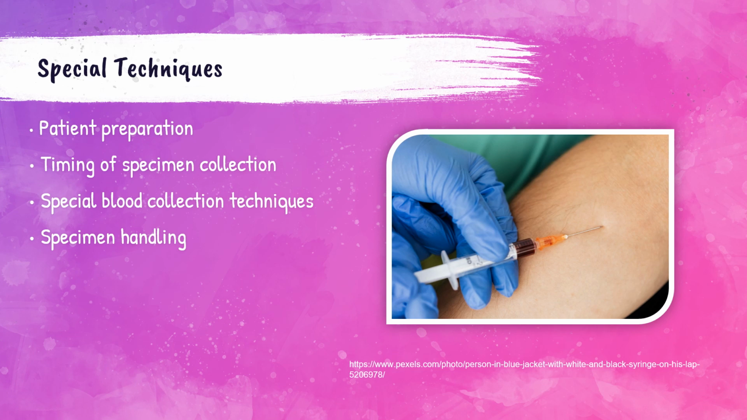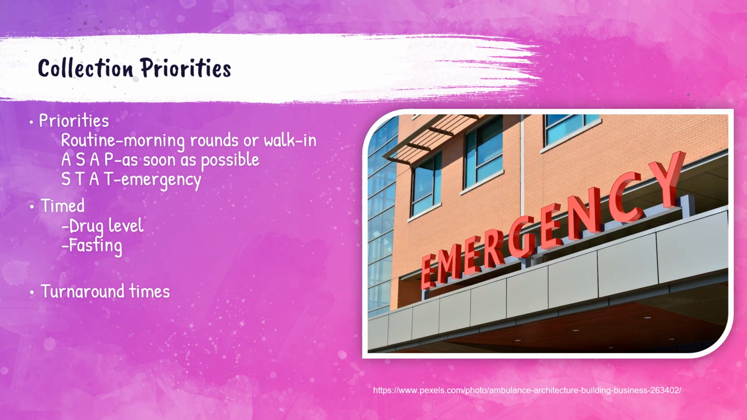So certain laboratory tests require methods that are not part of the routine venipuncture procedures. These special methods may involve the preparation of a patient, a special timing of the specimen collection, other blood collection methods, and special handling of the specimen. Each blood order will have a priority ordered with it. The priority classifications are routine, ASAP, stat, and timed.